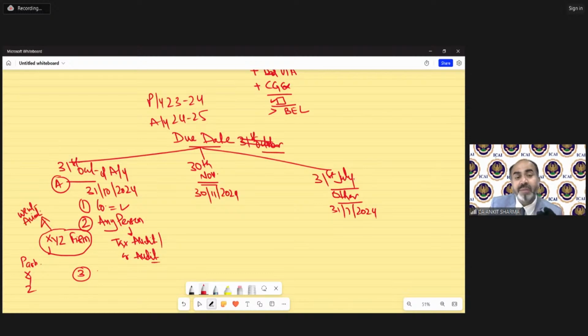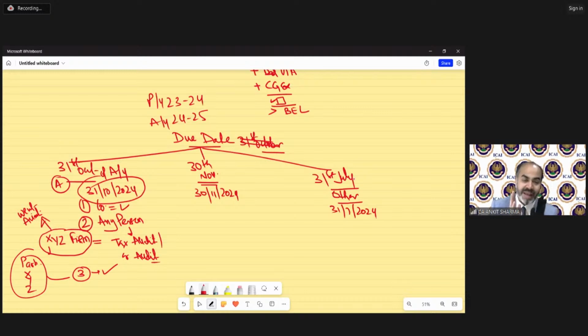So the income tax return filing date for XYZ partnership firm will be 31st of October. Because the firm's tax audit has been conducted and the firm's ITR date is 31st October, all the partners' ITR date will also be 31st of October. So the third point is connected with point number 2.